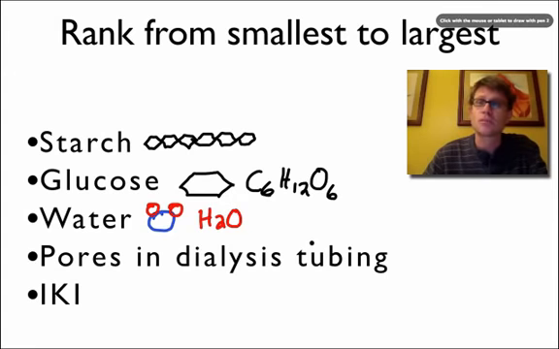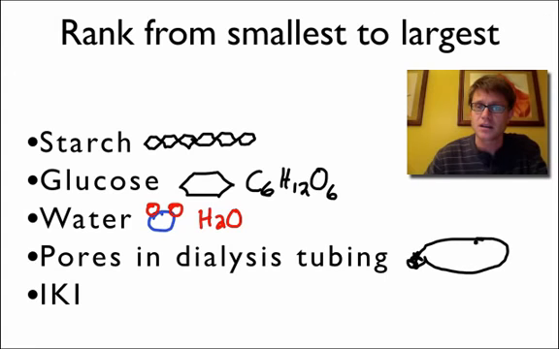Next one is the pores in the dialysis tubing. We're going to put some liquid inside of dialysis tubing and seal it off on either side, so it's going to be sealed off like that. But the pores in the dialysis tubing are going to be these microscopic holes that are in the tubing. Remember, dialysis tubing is used in kidney dialysis. You can't really even see the holes at all, but they're really, really tiny.